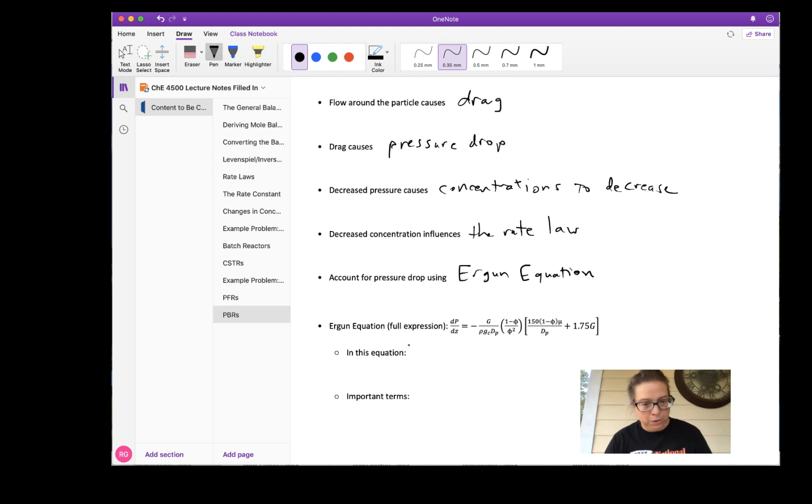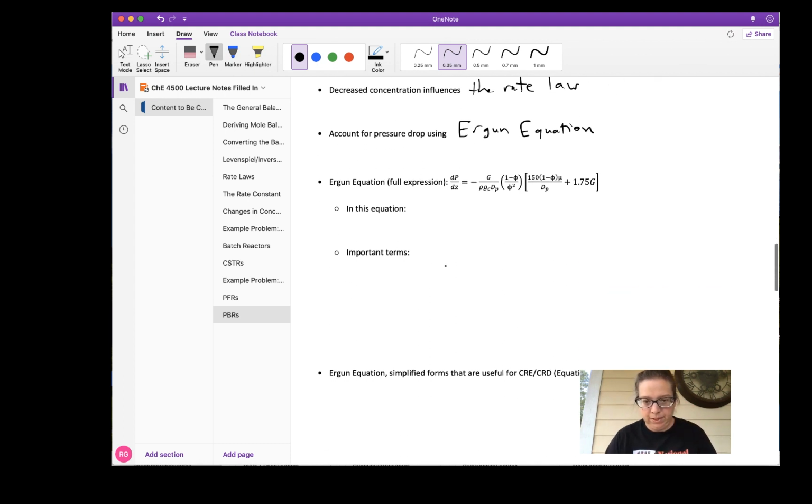If you recall from your fluids class, the Ergun equation takes this form. The change in pressure down the reactor length is equal to this expression. In this equation, we want to look at this bracketed term right here. This part dominates in laminar flow. And this part dominates in turbulent flow.